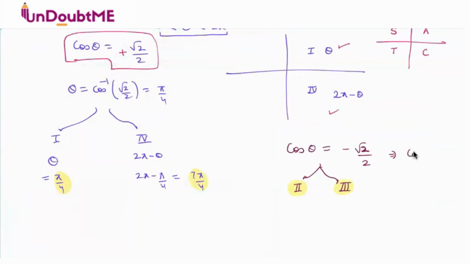So in your calculator, you will just do cos inverse of root 2 by 2 to get pi by 4. So pi plus pi by 4. Pi minus pi by 4 is an angle of the second quadrant. Pi minus theta and pi plus theta. And the third one will be pi plus pi by 4.